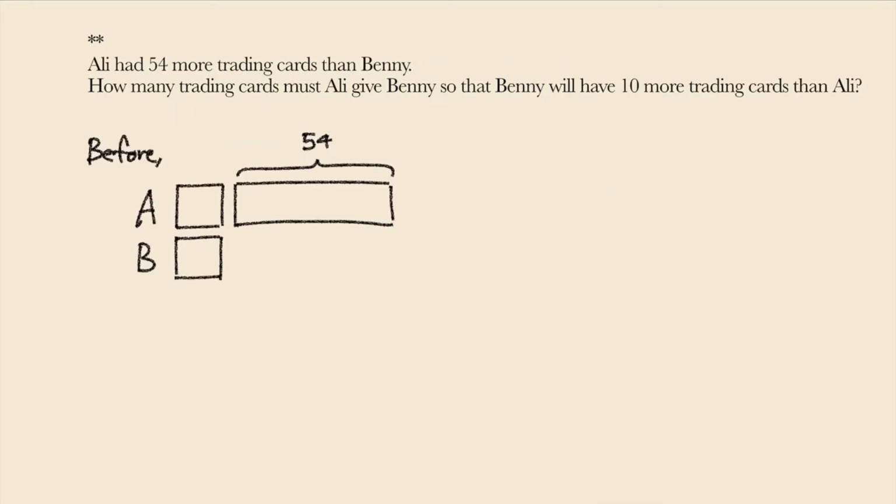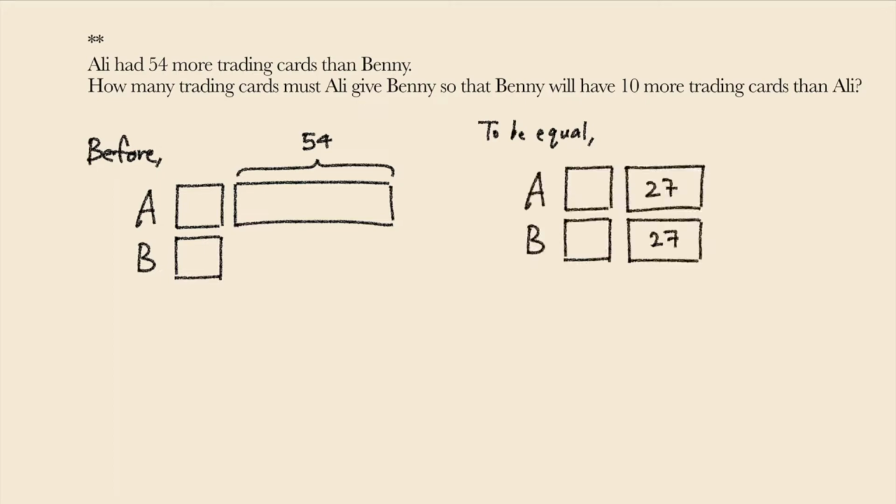A had 54 more than B at first. Now, there must be a transfer such that B would have 10 more than A in the end. Well, let's just imagine what it would be like to be equal. That means this 54 here will have to be split equally into 2. Well, 54 divided by 2 is 27. So imagine there's an equal split here and one of that half is given to B. So the end result would be this. 1 unit plus 27, 1 unit plus 27. That's the 54 being split into 2.